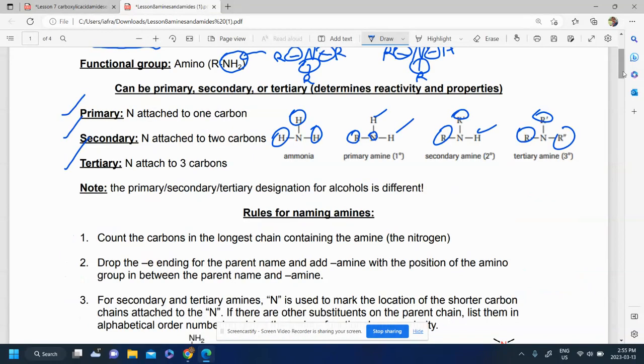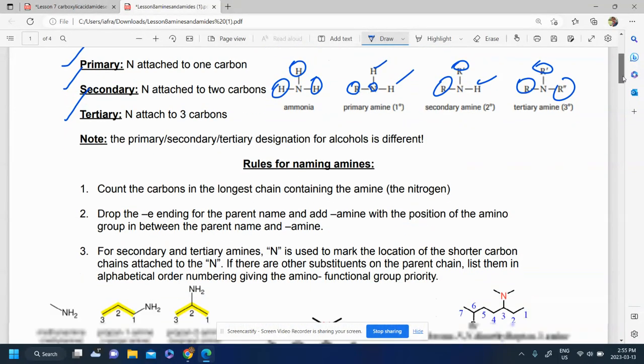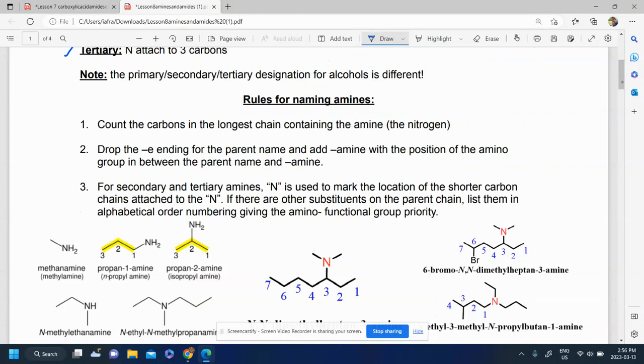Remember that alcohols also had their designation for primary, secondary, tertiary, but it was a little bit different. So don't confuse the classification of amine, primary, secondary, tertiary, with alcohol, primary, secondary, tertiary, because it is a bit different. So now what we're going to do is take a look at the rules for naming and drawing amines, and then we'll do some practice problems together. The rules are all generally here. You can look at the rules as we do examples together, but essentially you want to find the longest carbon chain containing the nitrogen group, the amine group.